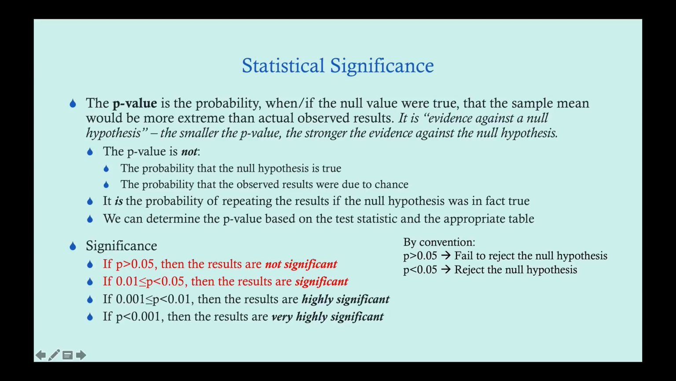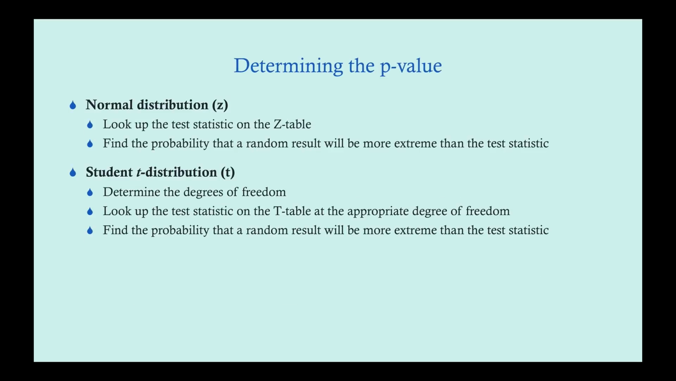That's all I would remember for statistical significance, aside from what the p-value is, which is the evidence against the null hypothesis. The smaller the p-value is, the stronger the evidence is against the null hypothesis. So how do we determine the p-value? Well, if you are dealing with a normal distribution, all you need to do is look up your test statistic on the z-table, and then from that you can find the probability that a random result would be more extreme than the test statistic, and that probability is the p-value.